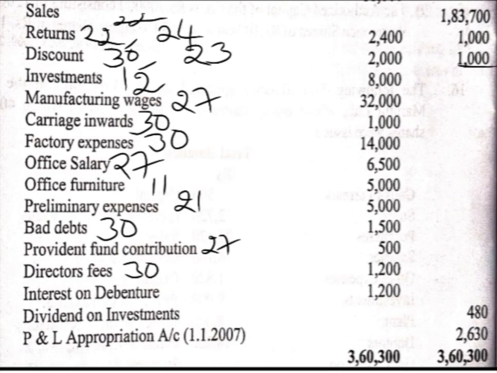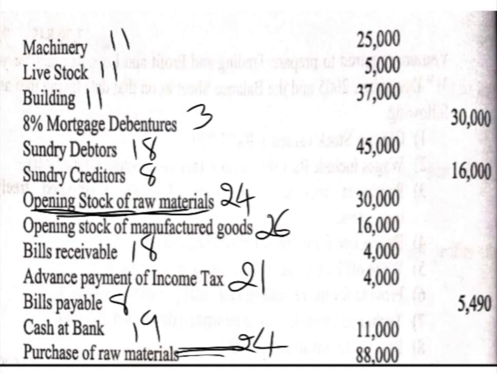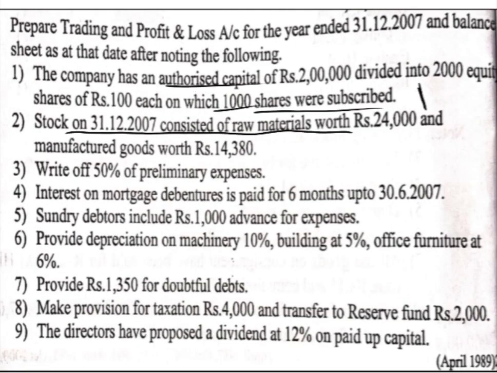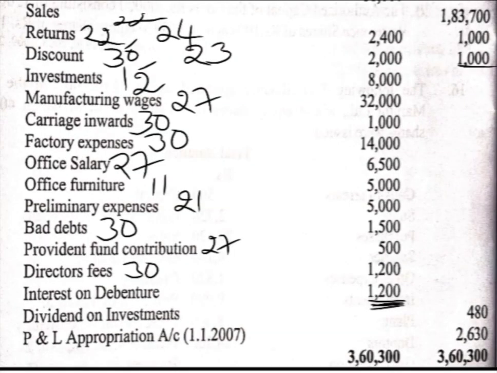Interest on debentures, they have given 1200. If you see the debentures amount and percentage here, 30,000 into 8%, it comes to 2400 annual interest, but they have given only 1200, which means only for the first 6 months they have paid, another 6 months is outstanding. Even it is mentioned in the adjustment also. So we are going to show that in note number 28, that is finance cost.